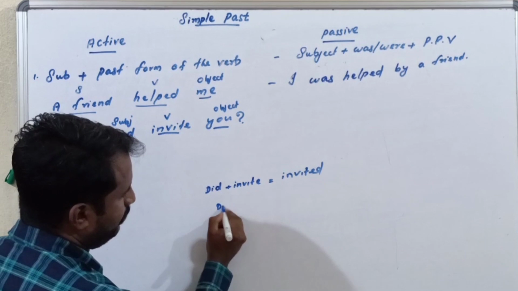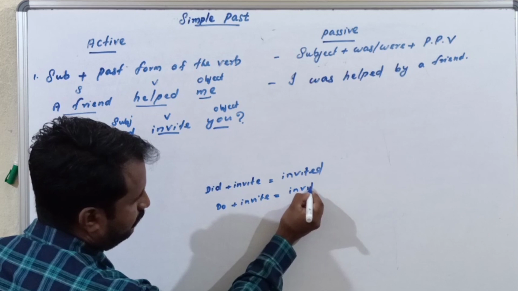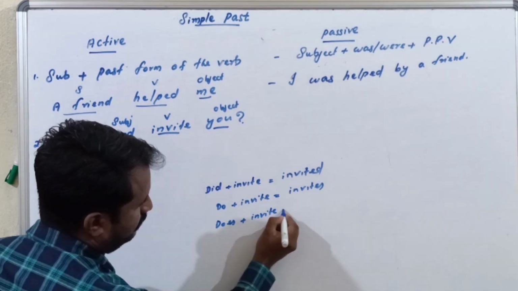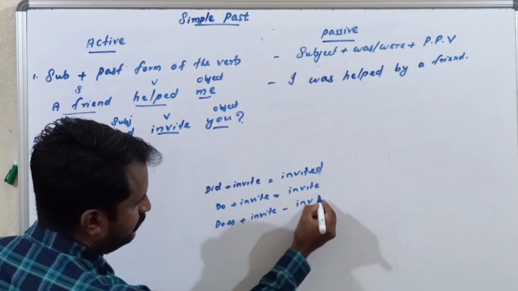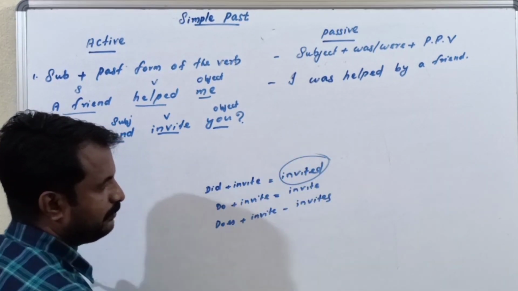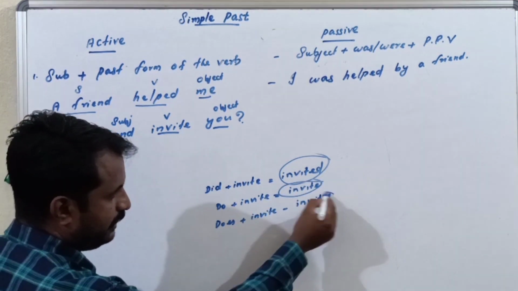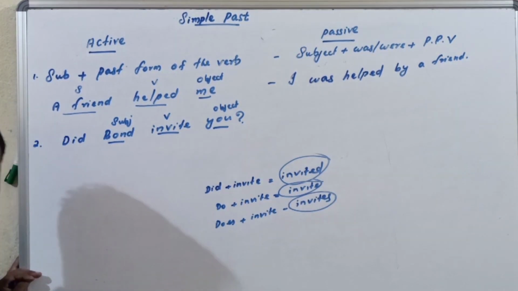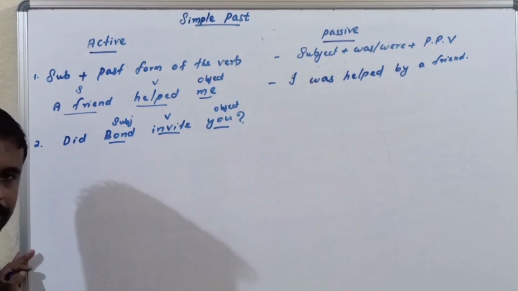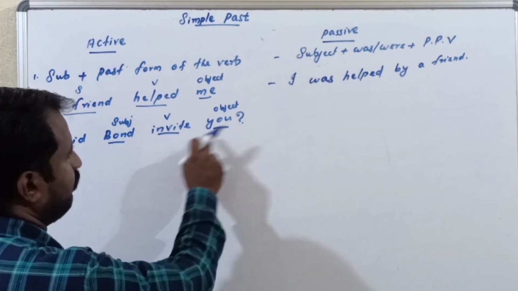Do plus invite is invite only. Does plus invite is invites only. So sometimes in a question, if invited is given, it is included. Invite only means do is here, invites means does is here, without any helping verb. When it is given, remember it. Like play, do play; plays, does play; played, did play. Like that.